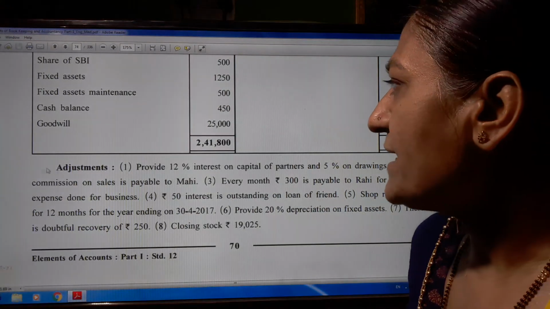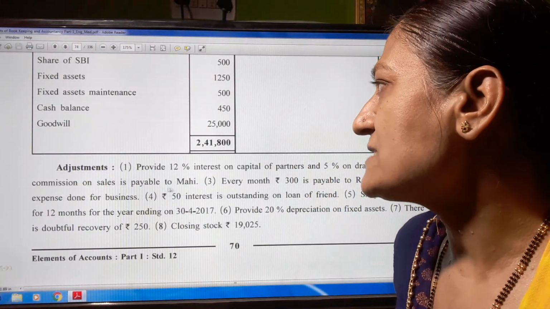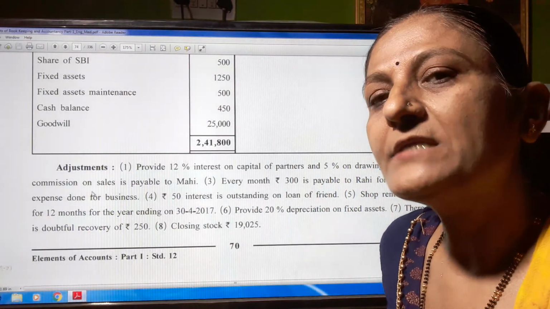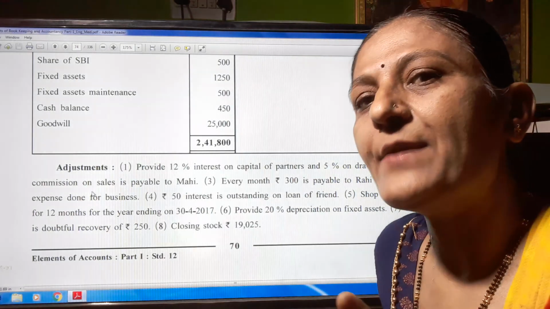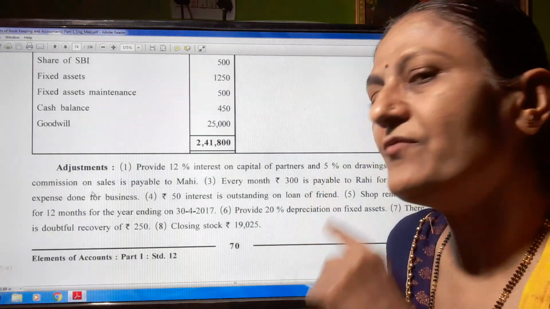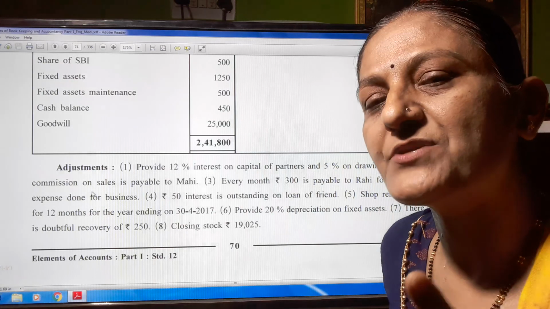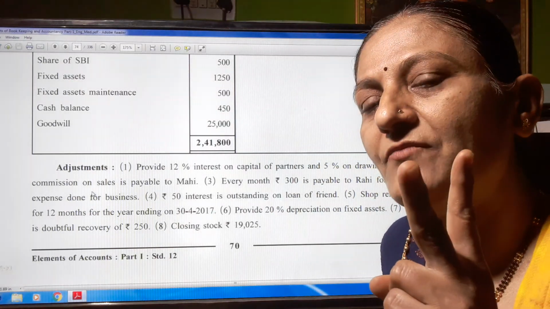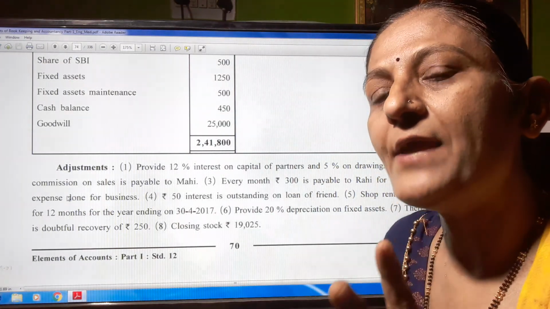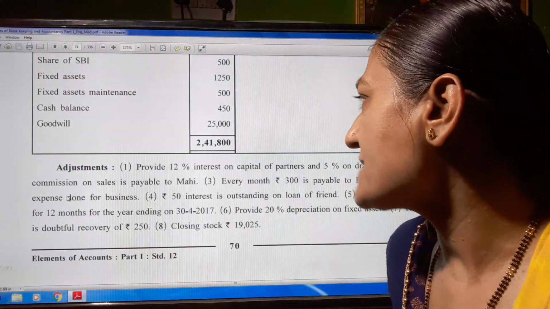Afterwards, second adjustment, 3% commission on sales is payable to Mahi. It is payable, which means a liability is there. One entry we have to write in the profit and loss appropriation account, and the second entry, it is a liability, so on the liability side of the balance sheet.